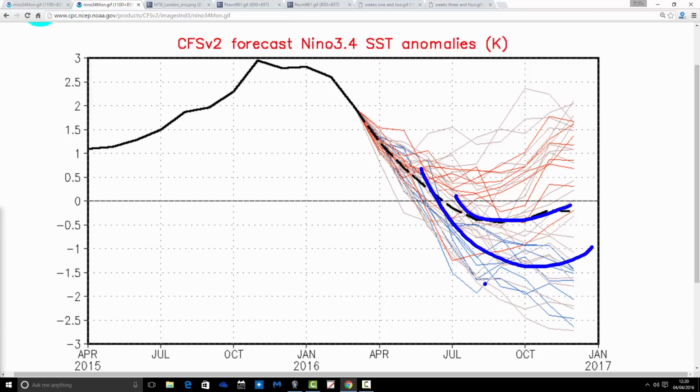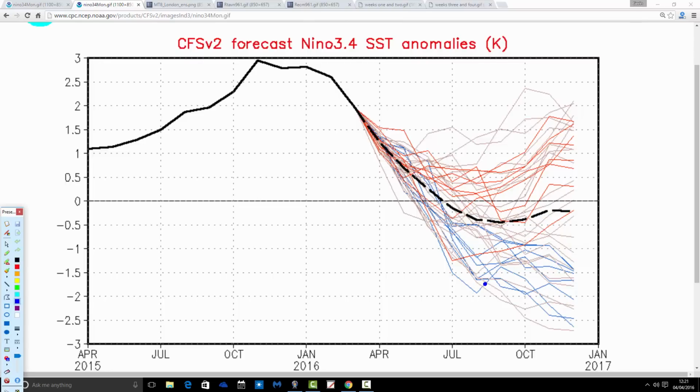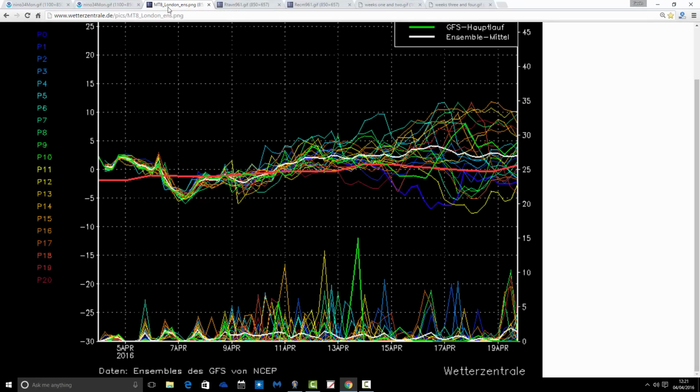and into the autumn. This has implications because when we go to a La Niña from an El Niño, when we do that rapidly, it can coincide with fairly poor summers, especially later summer periods. So watch this space. It looks like the CFS is moving quite a bit and is shifting towards predicting a switch from El Niño to La Niña through the course of this year.